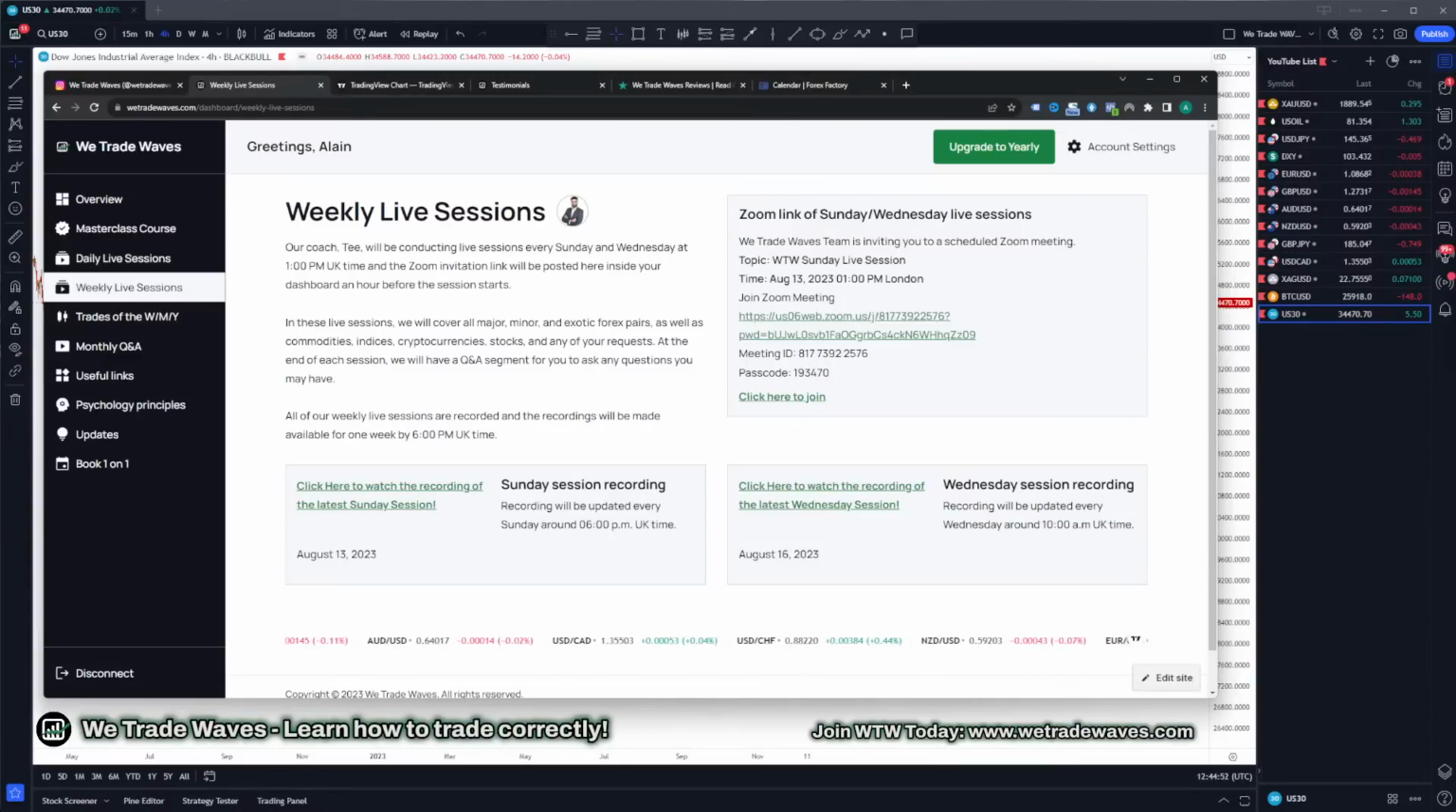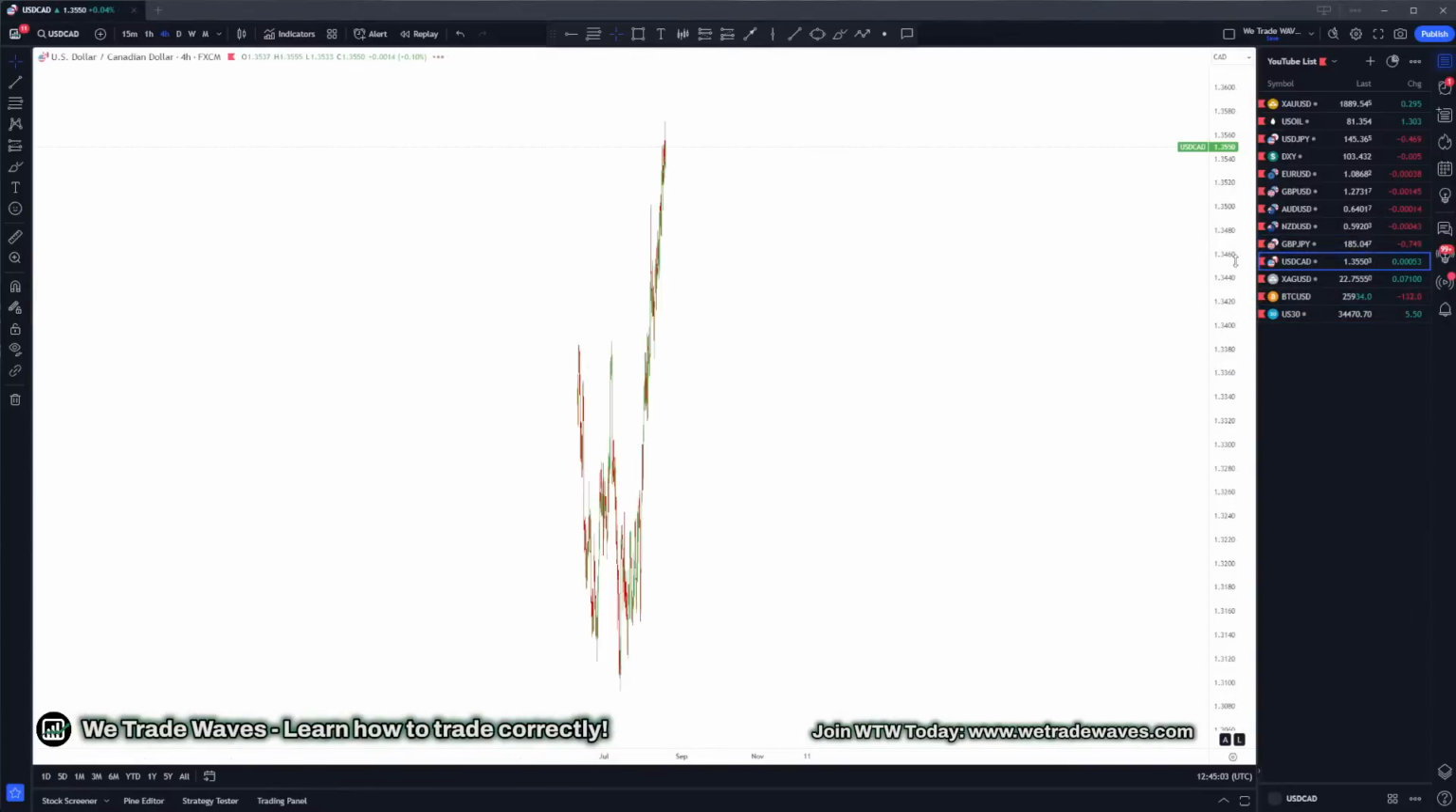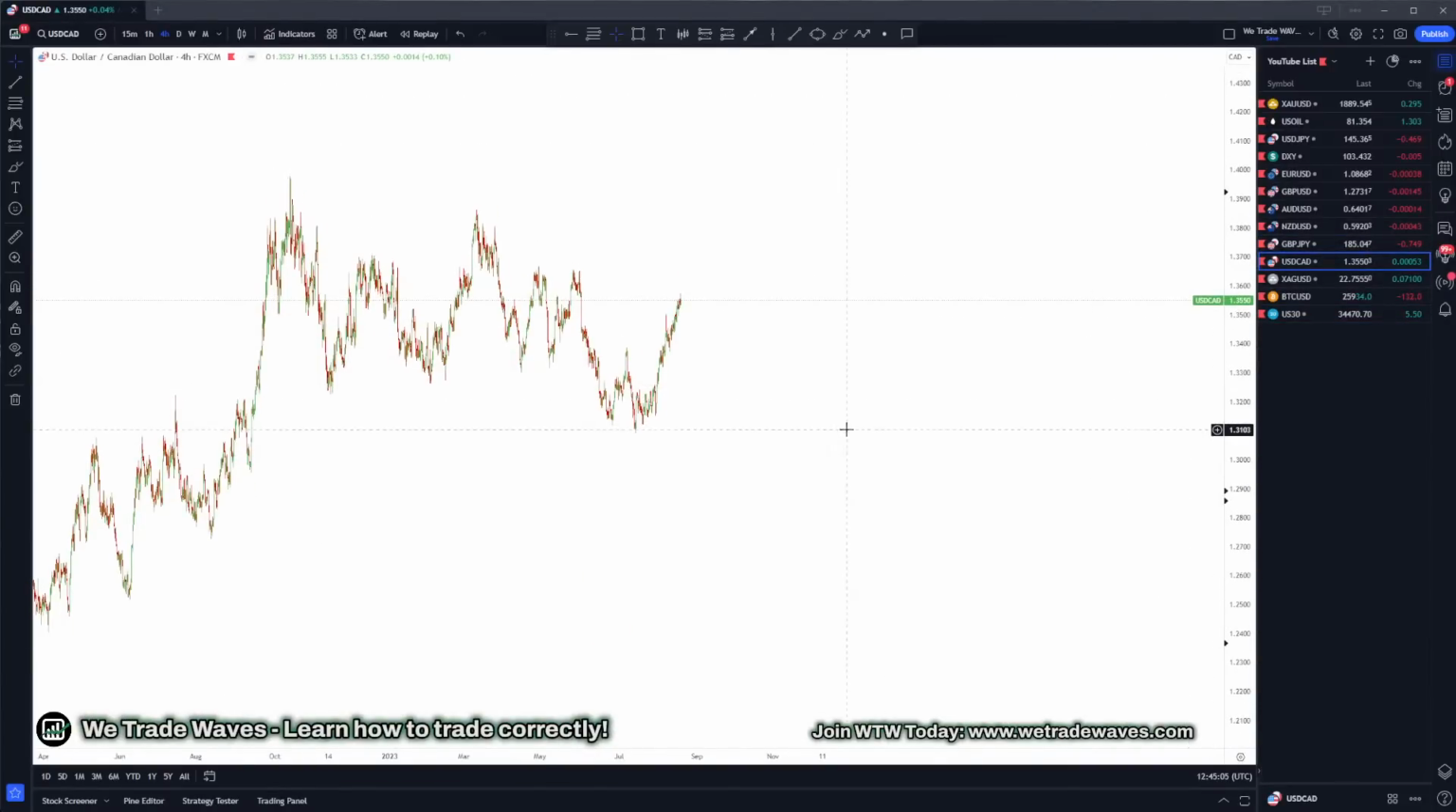David, can dollar CAD give an expanding flat? It falls sharp to 1.34, similar to the 4-hour running flat. David, let me check that for you quickly. 1.34. So dollar CAD 4 hours 1.34. Yes, it can.